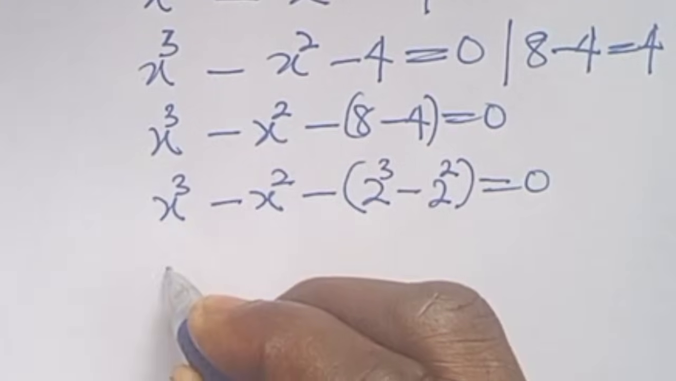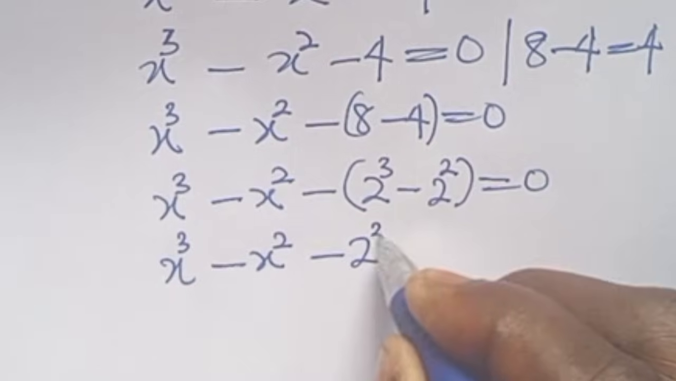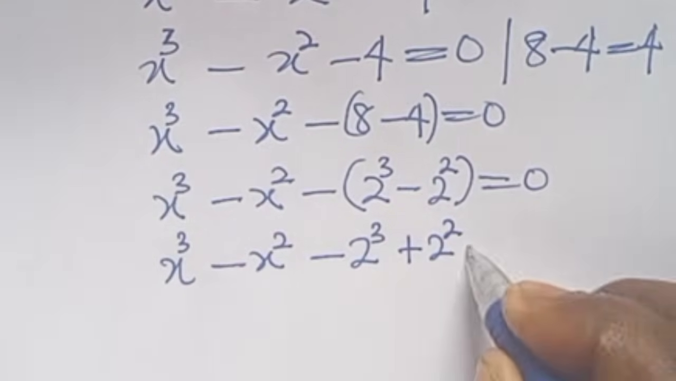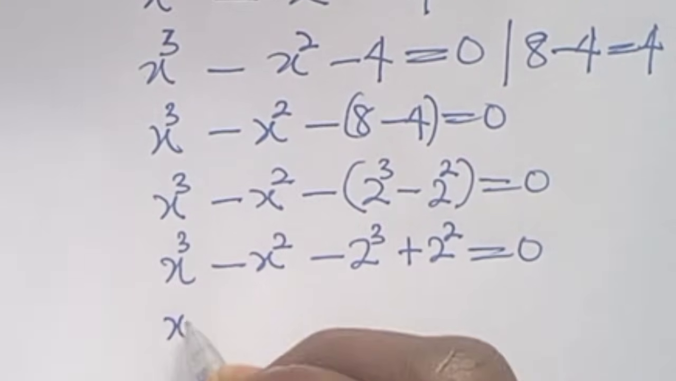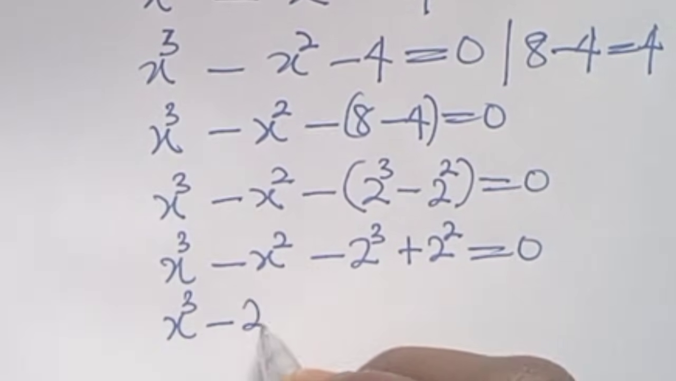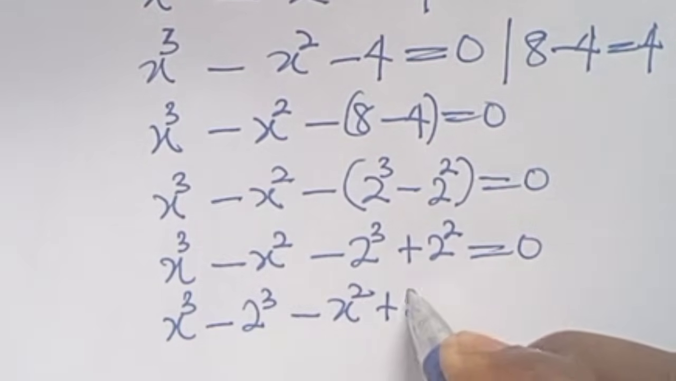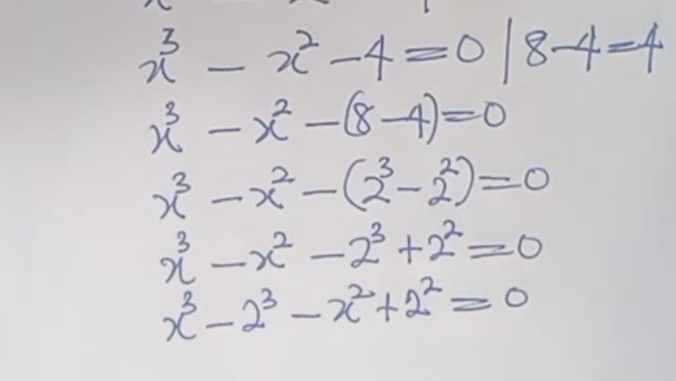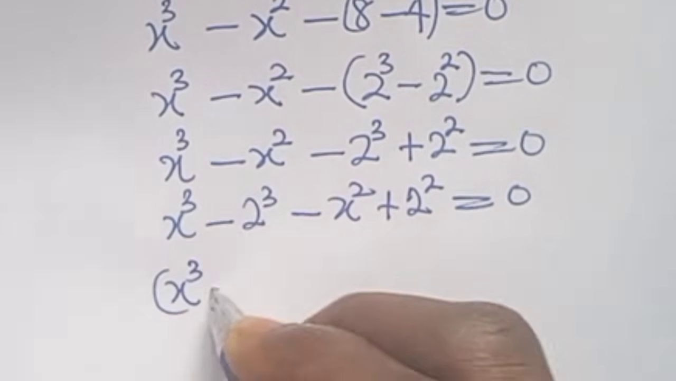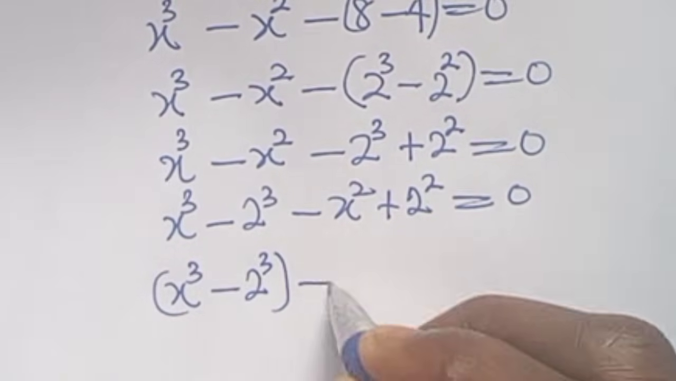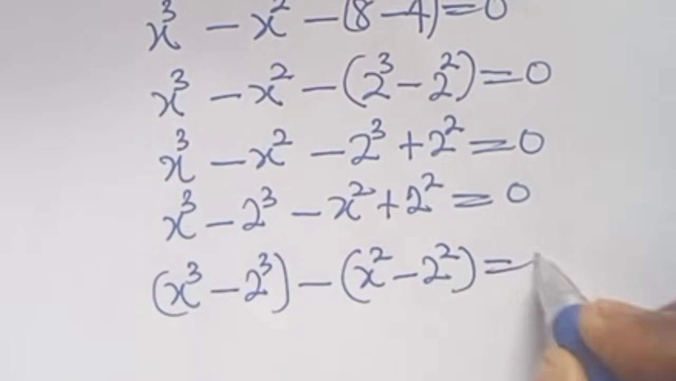And if you open up this bracket, we're going to have x to the power of 3 minus x to the power of 2 minus 2 to the power of 3 plus 2 to the power of 2 equals to 0. Here, if we group them according to their powers, we have x to the power of 3 minus 2 to the power of 3, minus x to the power of 2 plus 2 to the power of 2 equals to 0. And this can be written as x to the power of 3 minus 2 to the power of 3, close the bracket, minus x to the power of 2 minus 2 to the power of 2 equals to 0.